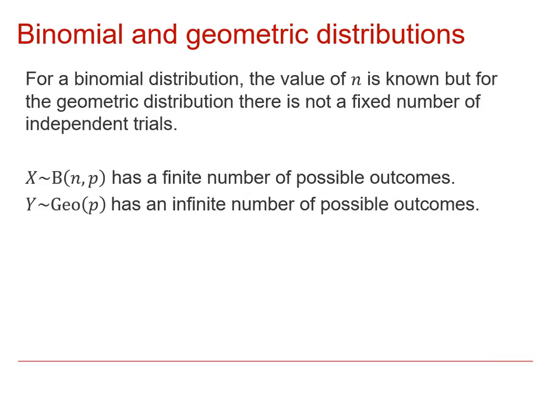Now, for a binomial distribution, we know that the value of n is known and fixed and finite. But for the geometric distribution, there isn't a fixed number of independent trials. If you think about it, you could just keep on failing and failing and failing. It could be 27,000 before you get your first success. It could be even higher. So the binomial has a finite number of possible outcomes, and the geometric has an infinite number of possible outcomes, as does the Poisson. The Poisson goes up towards infinity as well.